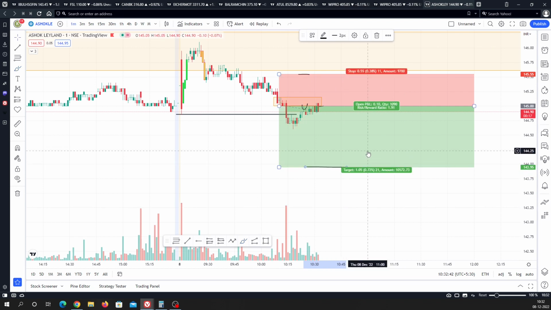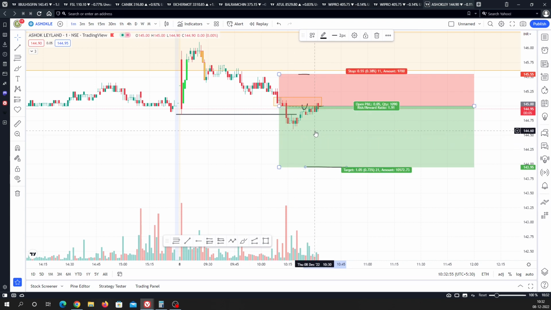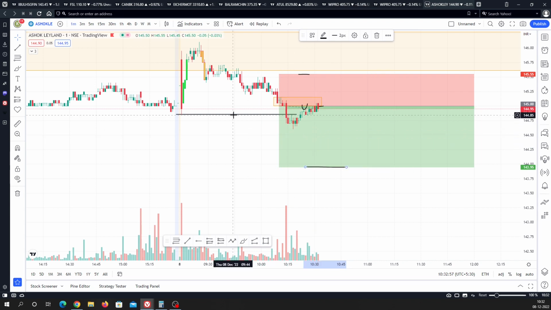It's slightly above 1:2, actually 1.9 reward, because I'll explain why I kept it here instead of exactly 1:2. After the trade ends, I'll explain everything in detail, so stay tuned guys.